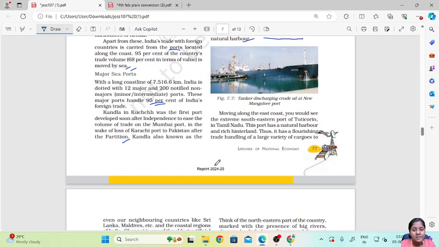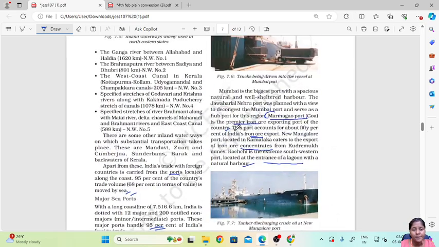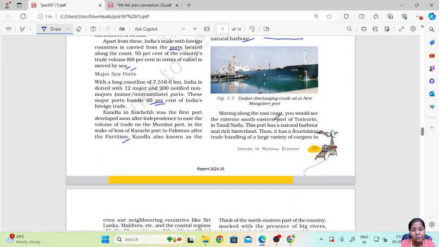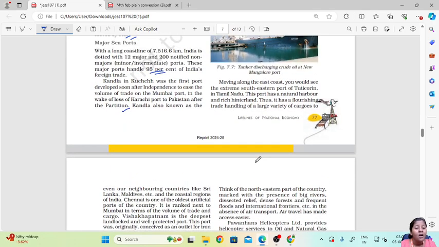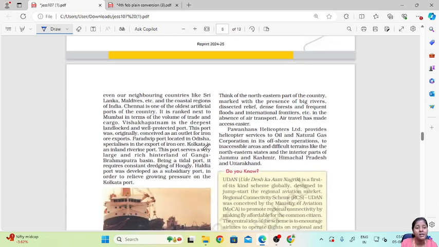Next, moving along the east coast of India, you could see the extreme southeastern port of Tuticorin in Tamil Nadu. This port has a natural harbour and rich hinterland, and thus it is a flourishing trade port handling a large variety of cargoes, even for our neighbouring countries like Sri Lanka, Maldives, etc. The coastal region of Chennai has one of the oldest artificial ports of the country. This part is important. Chennai is the oldest artificial port of the country, and it is ranked next to Mumbai in terms of volume of trade and cargo.